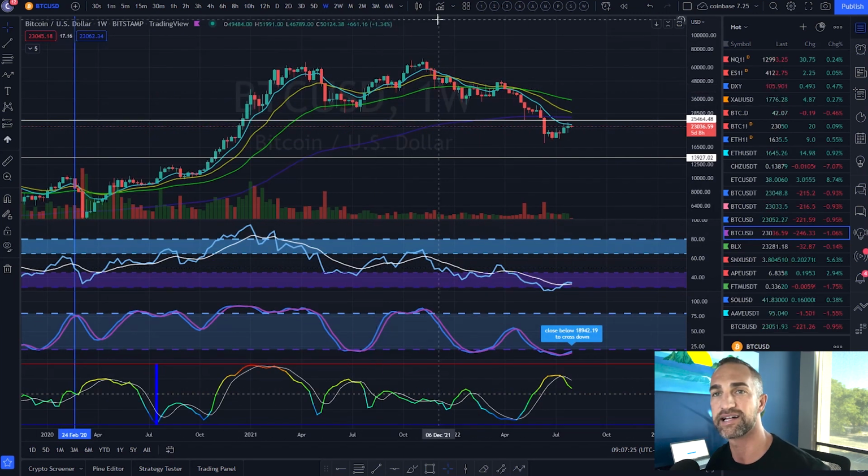We'll be looking for that weekly reversal on our channel, because when the weekly reversal happens, I will tell you there are going to be some magnificent plays in this cryptocurrency market.